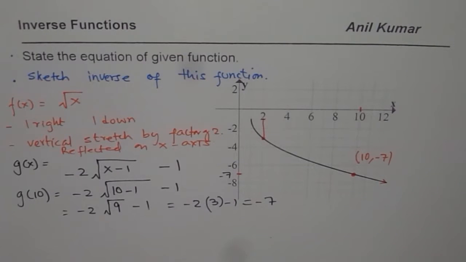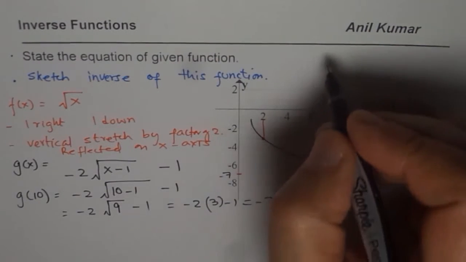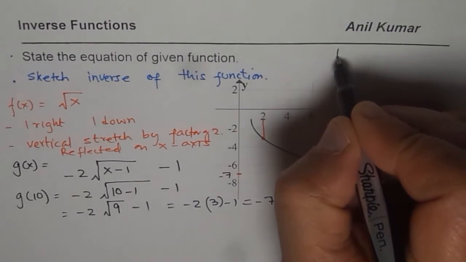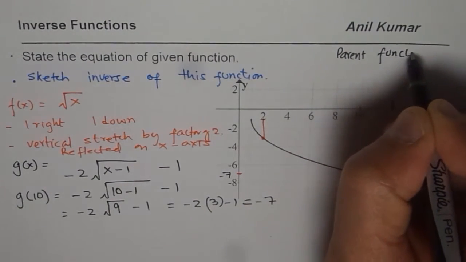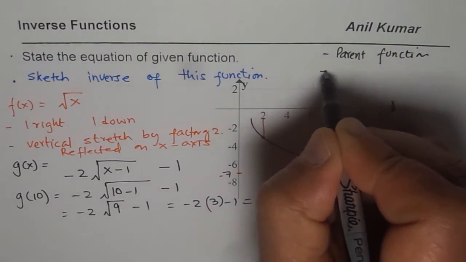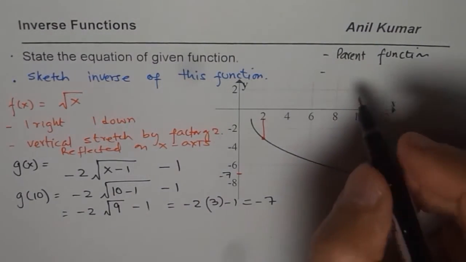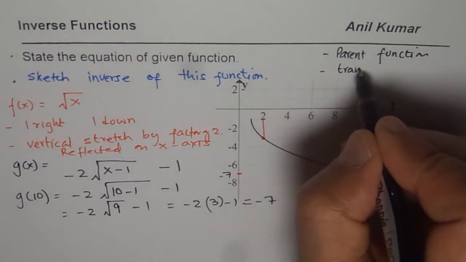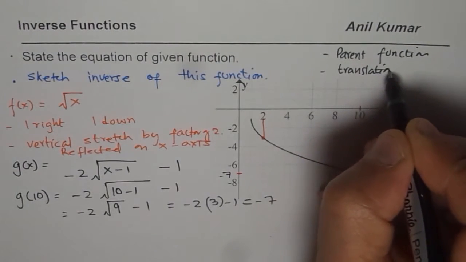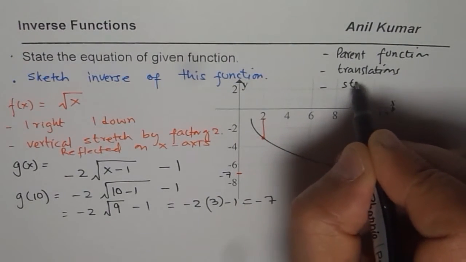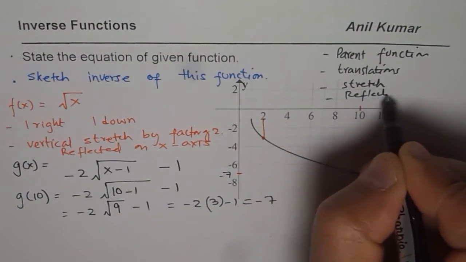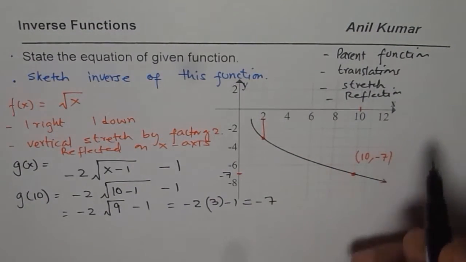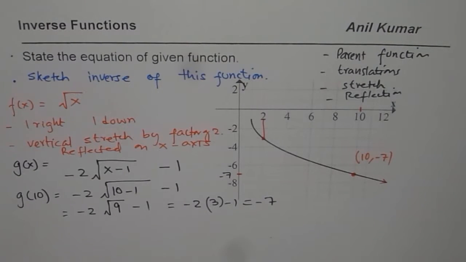So the steps involved to find the equation are, first you find the parent function, right? And then we go backwards. You find translations, and then you find stretch, and then you find reflections. So if you move backward, you kind of get your function, correct?